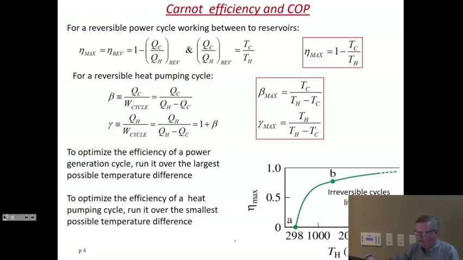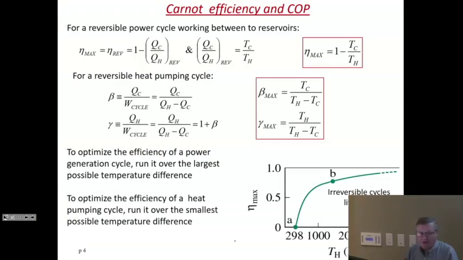So the very first conclusion that you get from this is that you will get the maximum efficiency out of any thermodynamic machine if you make the difference between the hot side and the cold side as large as you can. So eta is the efficiency as a function of the hot side temperature for a fixed cold side temperature at 298 centigrade. You can see that eta increases and tends asymptotically to 1 as you get to very high temperatures.